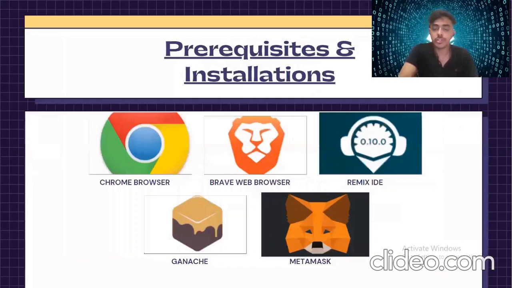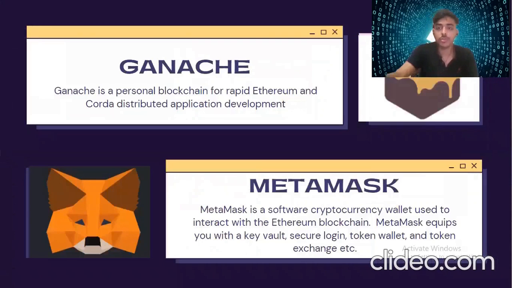Now, what are the prerequisites and installations we need? We need either a Chrome browser or a Brave web browser. We need a Remix IDE, which I already told you about, and we need two other applications. The first one is Ganache, which is a personal blockchain, and Metamask, which is a wallet. I'll go through them one by one.